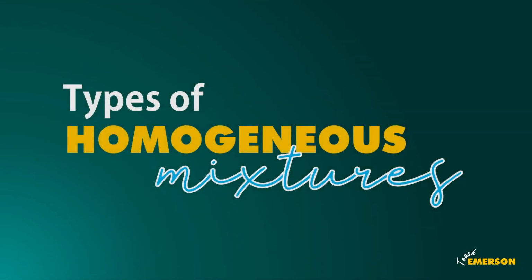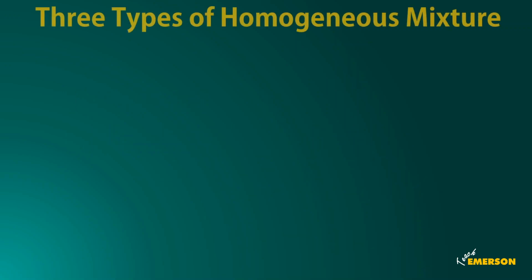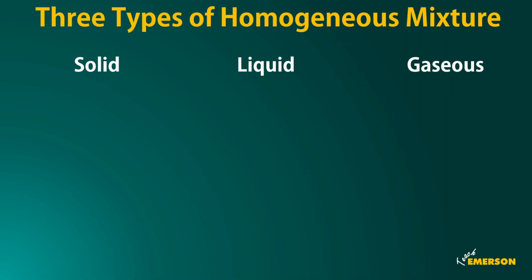Types of homogeneous mixtures in terms of phase. There are three types of homogeneous mixtures. These are 1. Solid homogeneous mixtures, 2. Liquid homogeneous mixtures, and 3. Gaseous homogeneous mixtures. An example of solid homogeneous mixtures includes alloy, which is a mixture of different types of metallic elements. Other examples include coins, plastics, concrete cement, and many others.